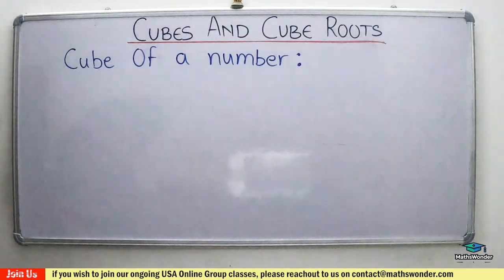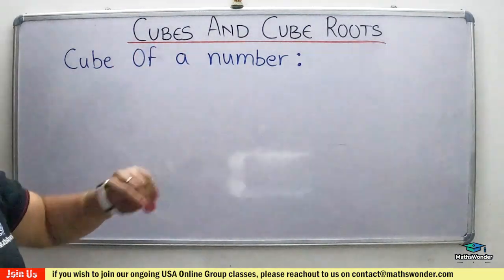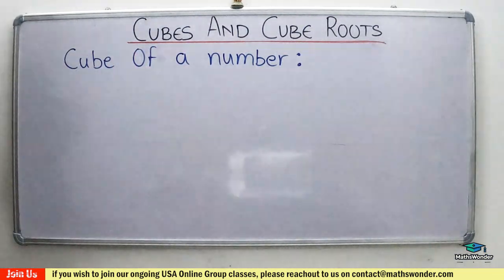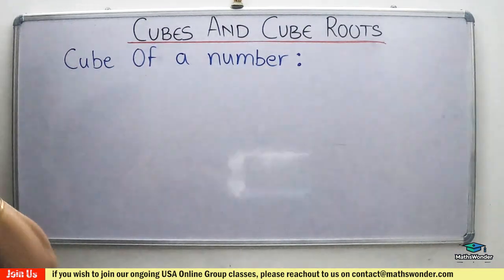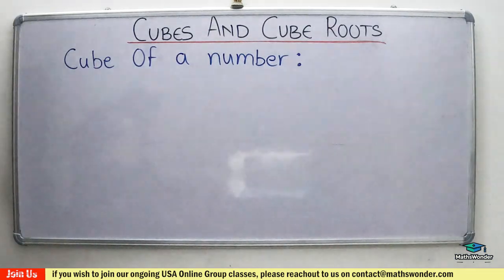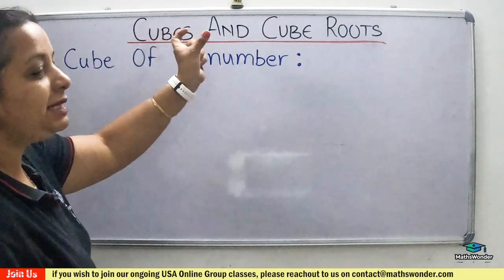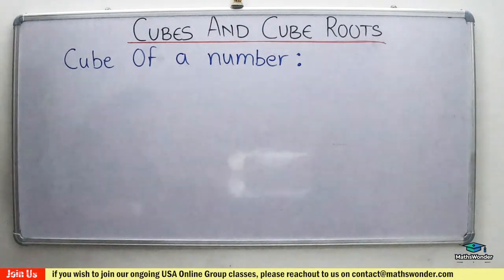So now our today's topic is cubes and cube roots. First we will understand the cube of a number. When a number is multiplied by itself 3 times, because cube means 3, the product so obtained is said to be a cube of the number, right? So the cube of a number is like this.